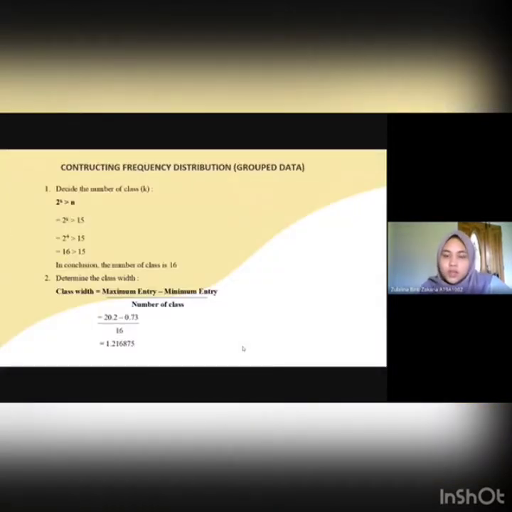Next is the frequency distribution. This is for grouped data. First, we have to decide the number of classes. Here we're using the number of class formula, 2^k more than n, and then we input the data until we get the number of classes. The second step is to determine the class width. The class width formula is class width equals maximum entry minus minimum entry divided by number of classes. Then we input the data and get the class width.